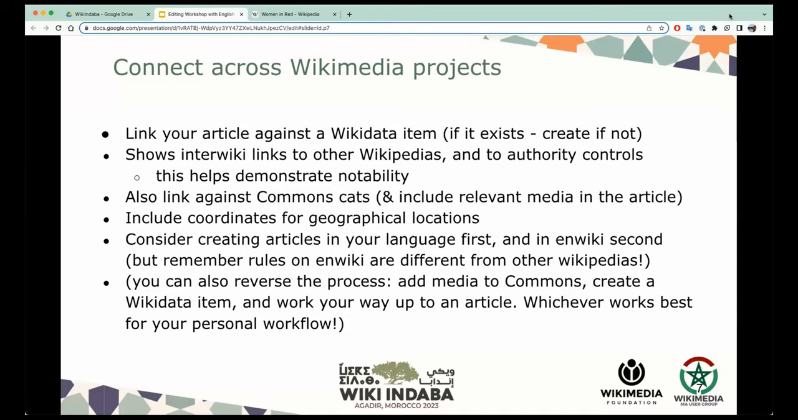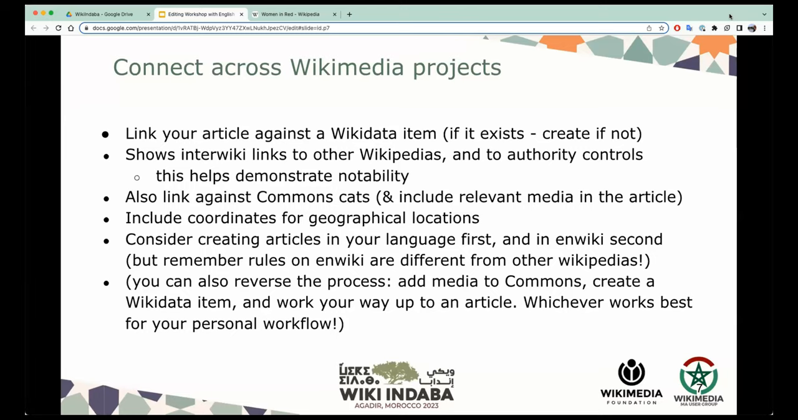It also encourages you. English Wikipedia has the most visibility, but it's also one of the most complicated projects to be involved in. You can start at the other end: look on Commons, put photographs on Commons, build up to Wikidata, and build up to English Wikipedia over time. Maybe go through another language Wikipedia and layer it so that it's always demonstrating notability. So at this point, I'll hand back to Rosie.